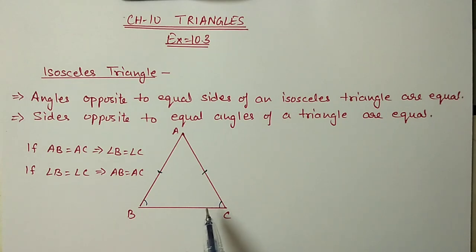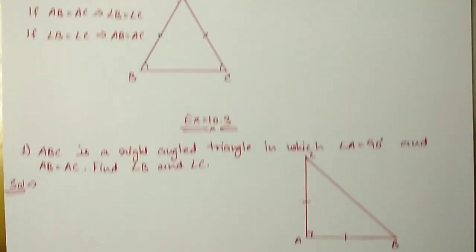The same property we can use in the reverse way also. If these two angles are equal, then we can say AB and AC are equal. Now we will start the exercise. Question number 1.